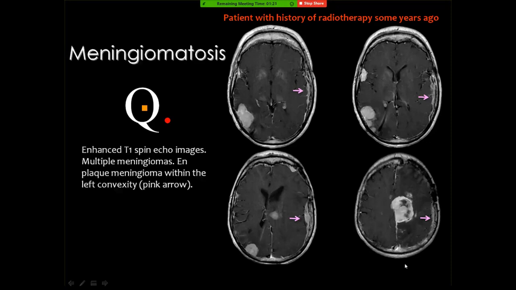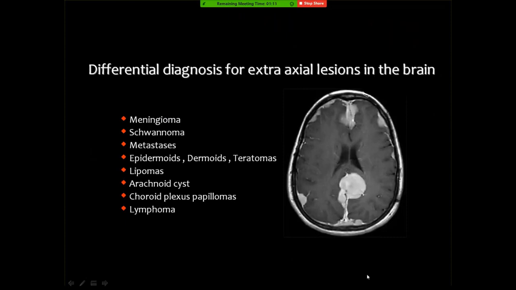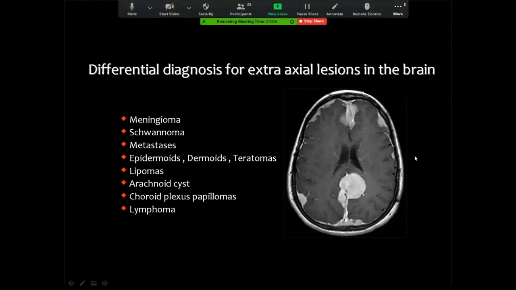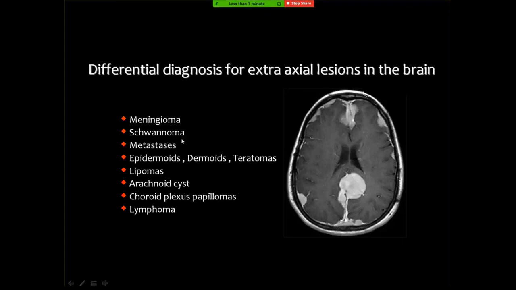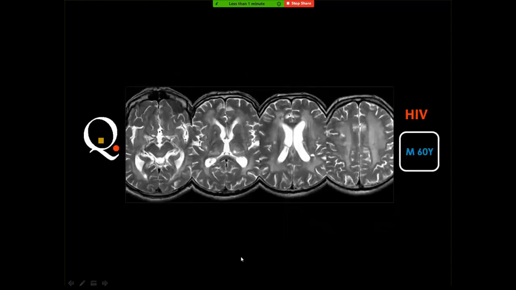Yes, and this is known as meningiomatosis. Meningiomatosis is by definition multiple variable sized meningiomas, and may be associated with neurofibromatosis. There are a lot of differential diagnoses for extraaxial lesions, not specifically that they are enhancing, but meningioma, schwannoma, metastases, and also the cystic lesions, lipoma, arachnoid cyst, and sometimes choroid plexus papilloma, and the lymphoma, of course, is one of the extradural lesions.